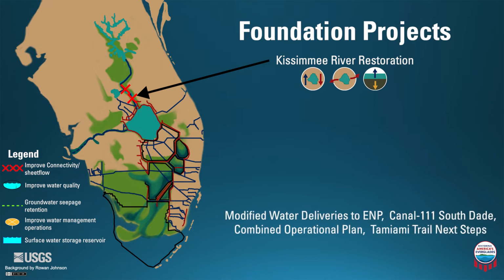Modified water deliveries to ENP, Canal 111 South Dade, Combined Operational Plan, and Tamiami Trail Next Steps. These projects will construct features to elevate and bridge Tamiami Trail to improve water conveyance into Shark River Slough and Taylor Slough and reduce groundwater seepage while maintaining South Miami-Dade flood control. These actions will improve water depths and flooding durations in Everglades freshwater habitats, increase freshwater flows to Florida Bay, and improve water quality.